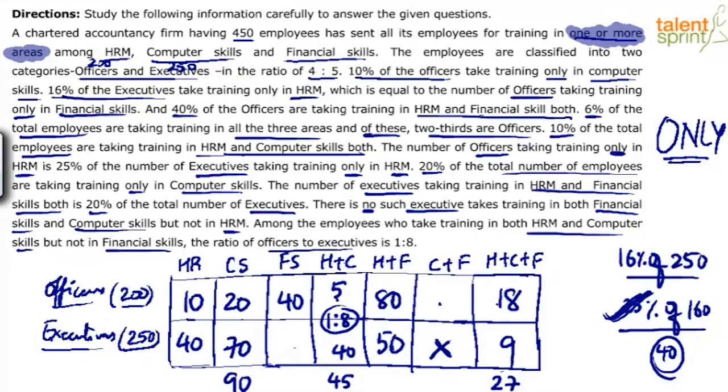Done. I think you're done. Now if you see, there are still gaps. What is the gap? C plus F here and financial skills here. But how do we fill this now? I know that the total should be 200 for all these values. The total should be 250 for all these values.